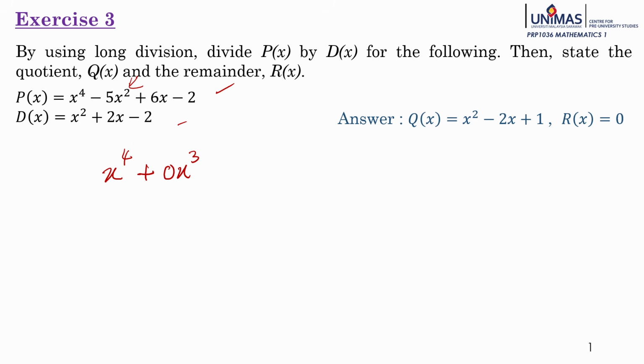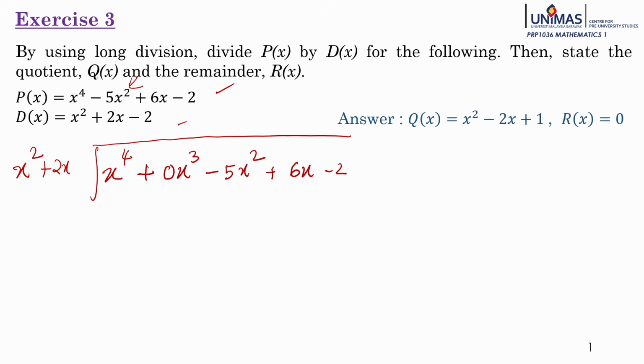And then after x cubed must be x squared. So minus 5x squared and then plus 6x minus 2, divided by x squared plus 2x minus 2. Now we start the steps to solve using long division.